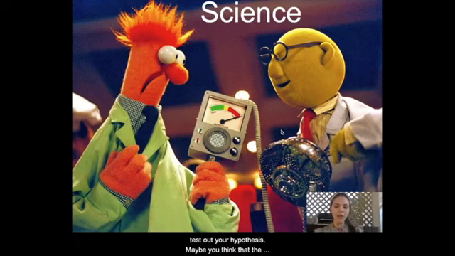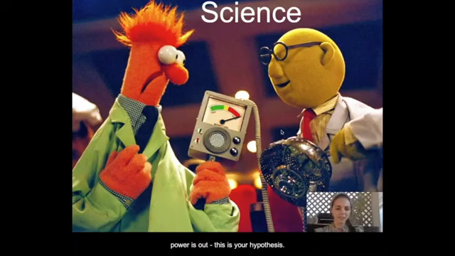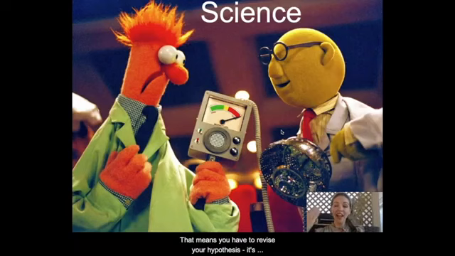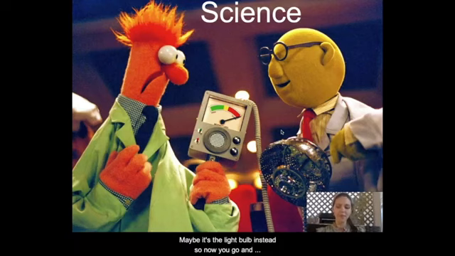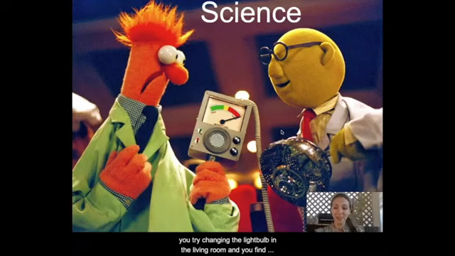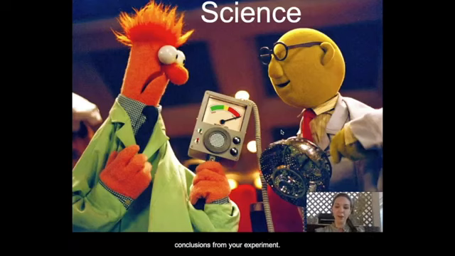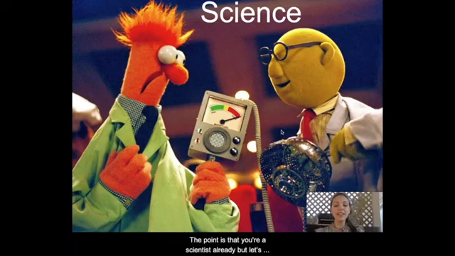Okay, so maybe you think that the power is out. This is your hypothesis. So maybe you'll walk into the kitchen and try to flip the kitchen light on, and it turns on. Okay, that means you have to revise your hypothesis. It's not that the power is out. Maybe it's the light bulb instead, right? So now you go and you try changing the light bulb in the living room and you find out that it works. You have light, right? So you experimented. You were able to draw some conclusions from your experiment. The point is that you're a scientist already, but let's improve on those skills a little by learning a little more about the scientific method and good experimental design.